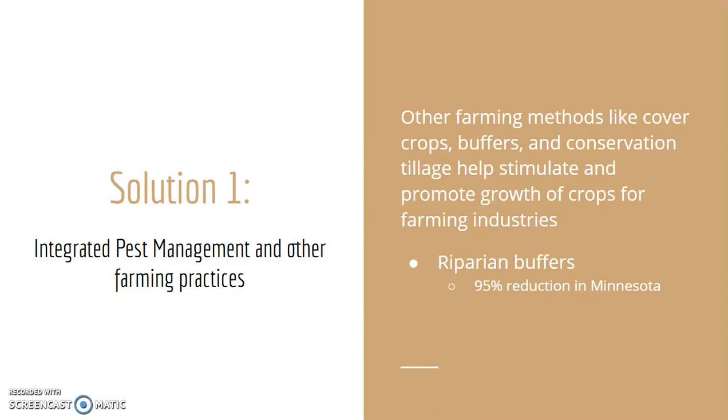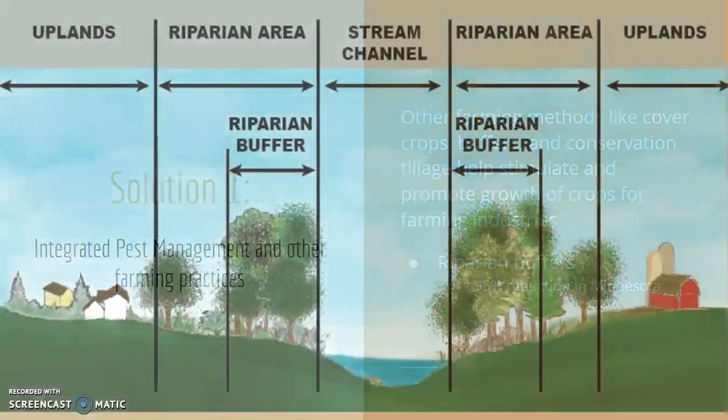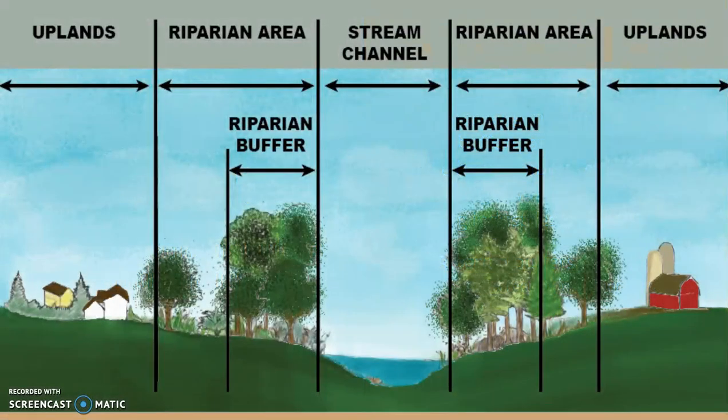But IPM will lead to reduced levels of nitrates and phosphates in the Gulf because instead of just inorganic fertilizers and pesticides being used, other farming methods like cover crops, buffers, and conservation tillage help stimulate and promote growth of crops for farming industries. These farming methods encourage the use of non-chemical methods over chemical, so it decreases contamination and runoff. In addition, riparian buffers specifically help to reduce nitrate and phosphate release into the Gulf of Mexico.